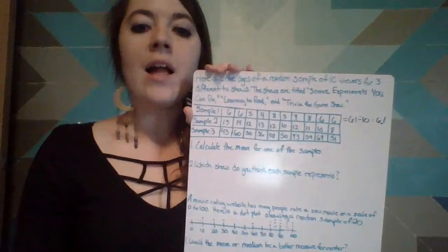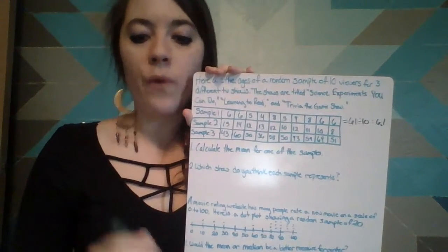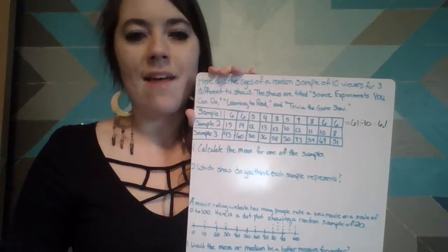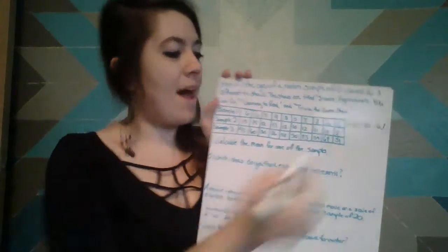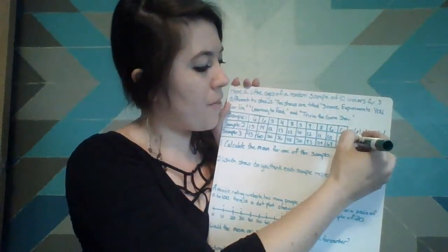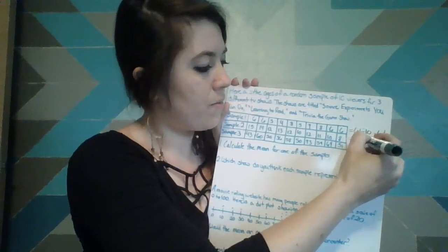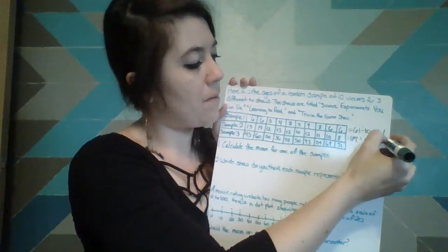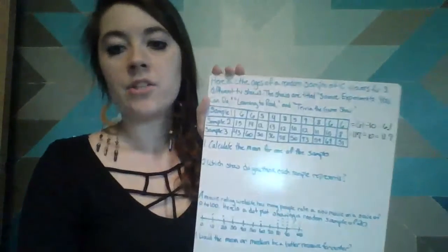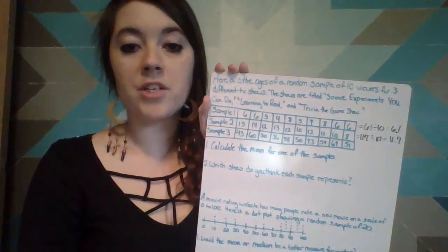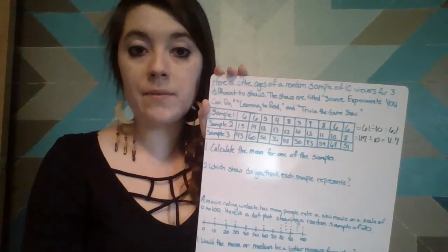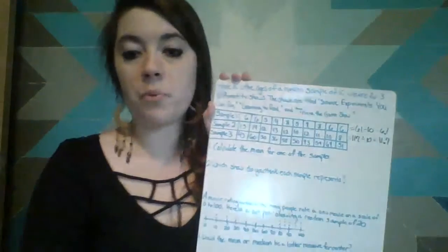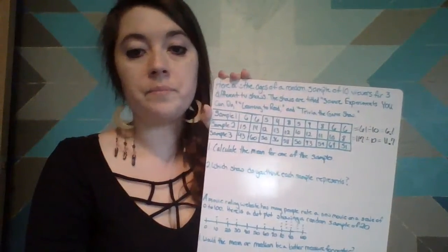For sample 2, we're going to add 15 plus 14 plus 12 plus 13 plus 12 plus 10 plus 12 plus 11 plus 10 plus 8. When we add all those together, we end up with 117. Once again, we are dividing by 10, so we end up with 11.7. So the average age of those watching sample 2 is about 11.7, so almost 12 years old.